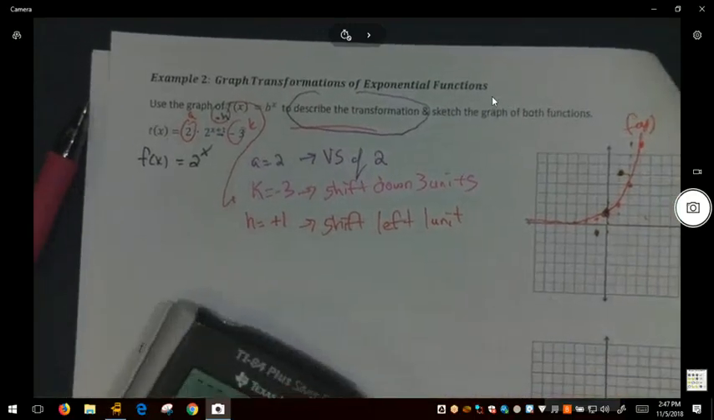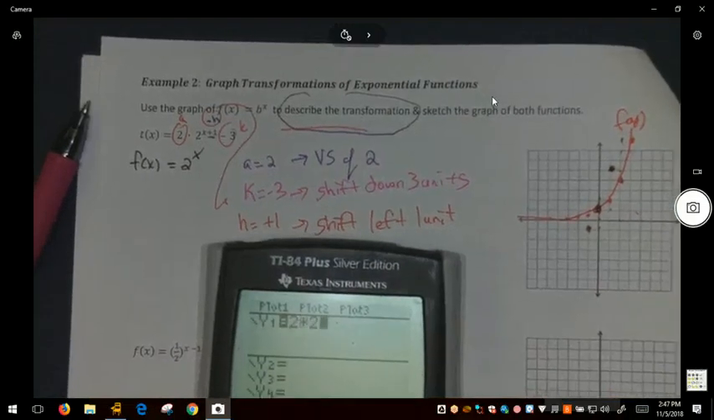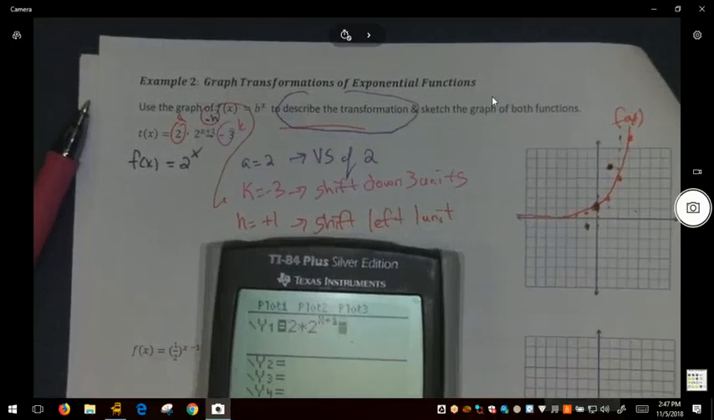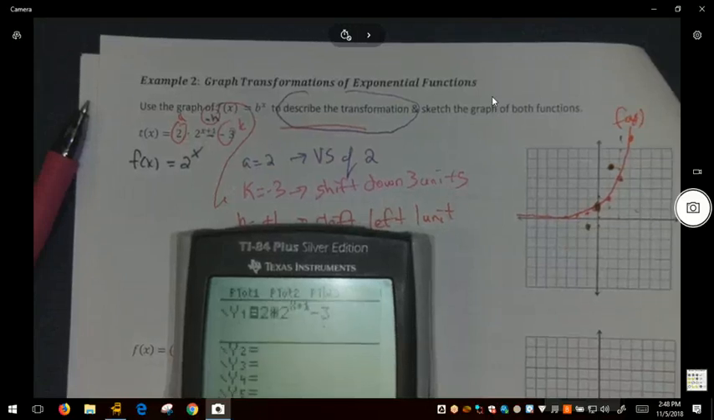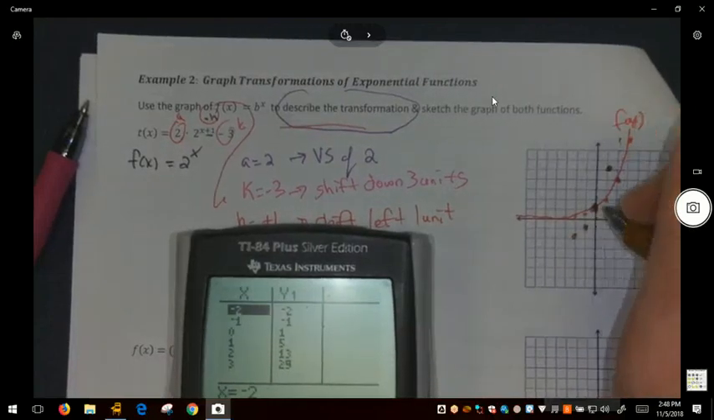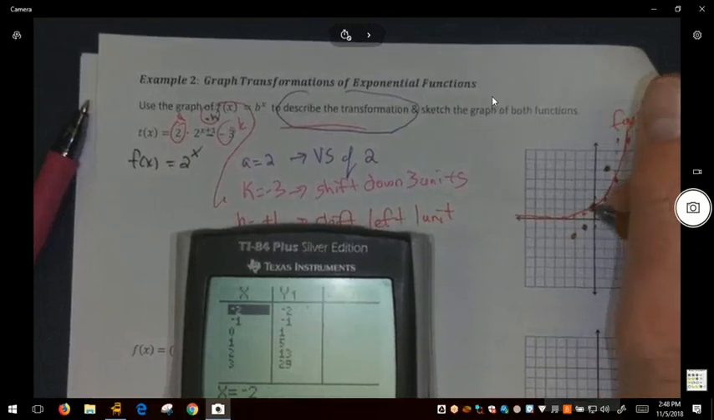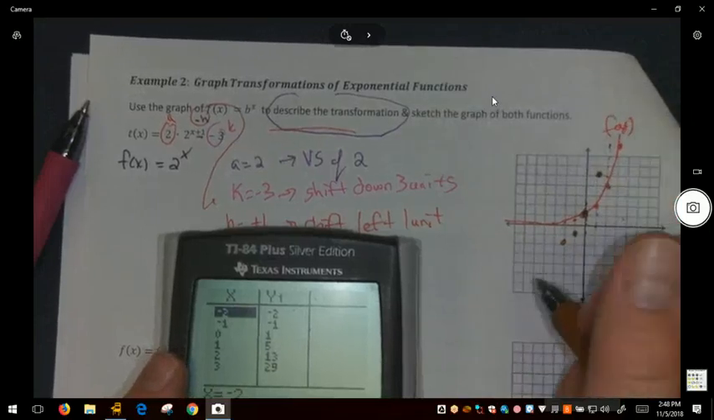I can do this for all of those points that exact way, or I could quickly get a sketch in the graph. 2 to the x plus 1, and then -3 at the end. Go to my table, plot some points like -2, -1, 0, 1, 2, 3. Let me make sure I put that in the calculator correctly, and I did. So -2 is -2. -1 is -1, 0 is 1 like we have, 1 is 1, 2, 3, 4, 5 like we have, and so on.